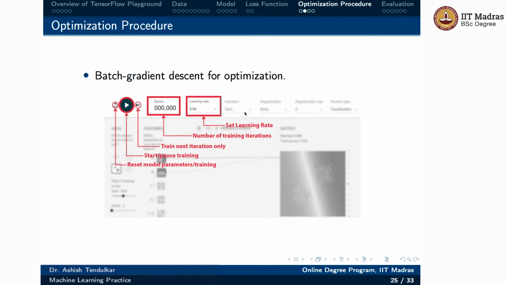And finally, the optimization procedure. We have a fair amount of control in the optimization procedure. You can see three control buttons here. The one in the middle is the most important one that helps us start and pause the training. The one on the left helps us reset the model parameters, and the one on the right helps us go through the training process step by step. Here we can set the number of epochs, and here we can set the learning rate of the model.